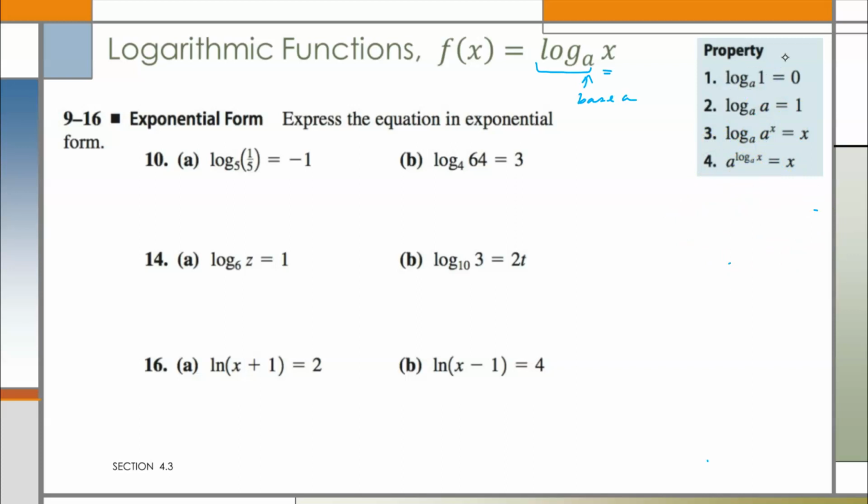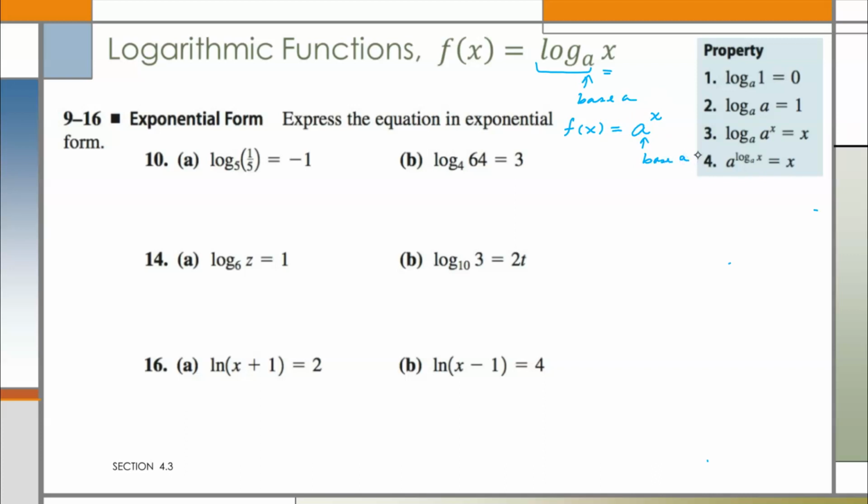Okay, problem number 10, express the equation in exponential form. So we have a logarithm and we want exponential form. Exponential form would be f of x or y is a to the x power. That would be our base.